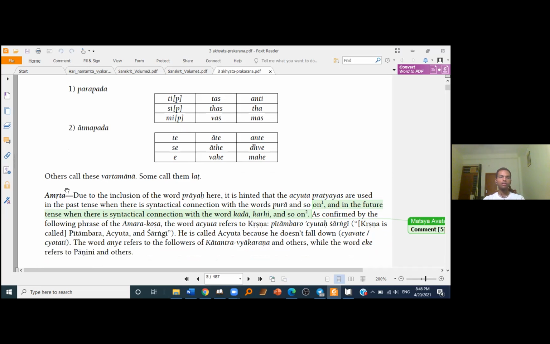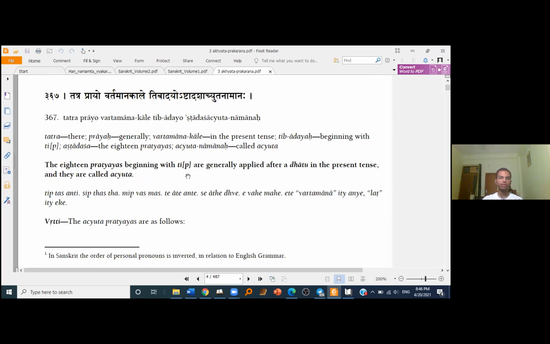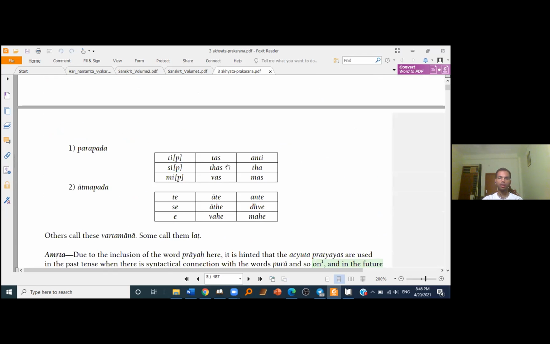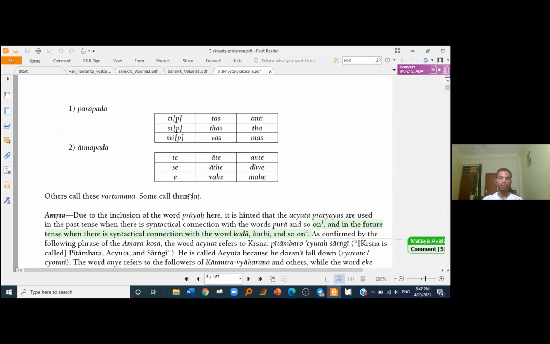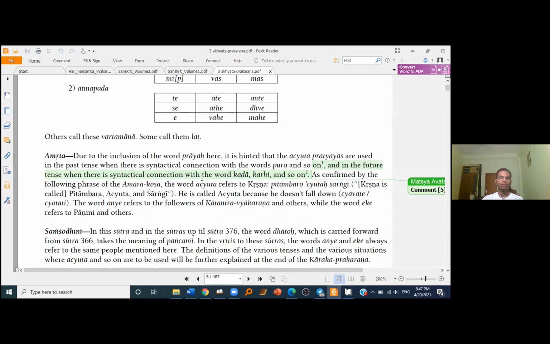Okay. Others call these Vartamana, some call them Lat. So you need to memorize everything here. The sutra, first of all, the 18 pratyas, and mainly the Paninian term for each one. So this is Lat. This Katantra term we are not going to use anywhere, right? This Vartamana, or no, because mainly we get to see these ones.